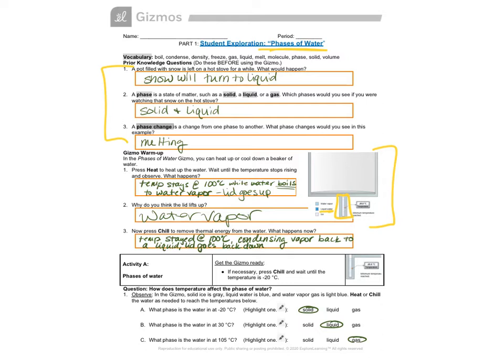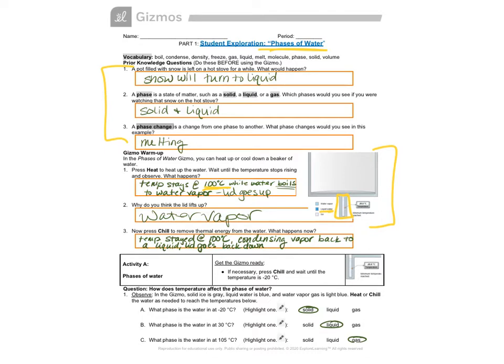And the lid on the container's going up because it's filling with water vapor, and the liquid water is going down because it's changing to water vapor. And that whole time, the temperature is staying at 100 degrees Celsius. Okay. So what is making the lid go up? And that would be water vapor.